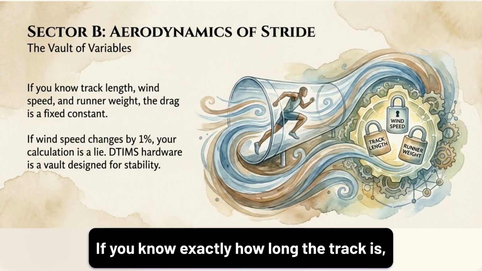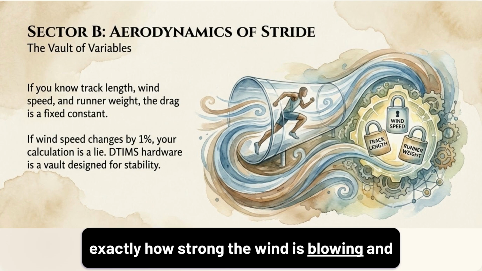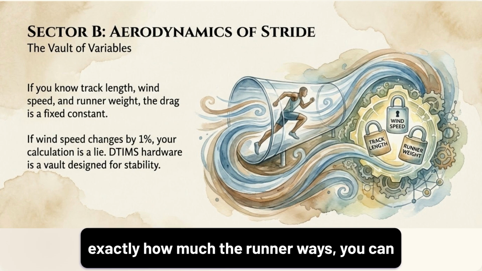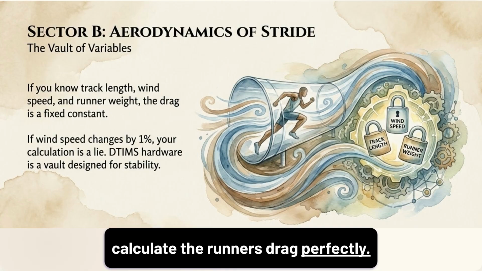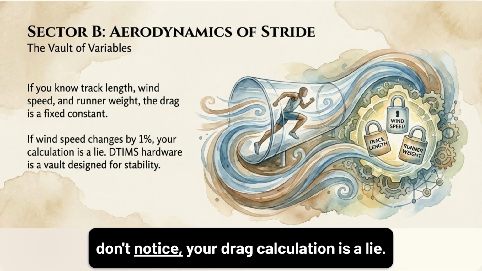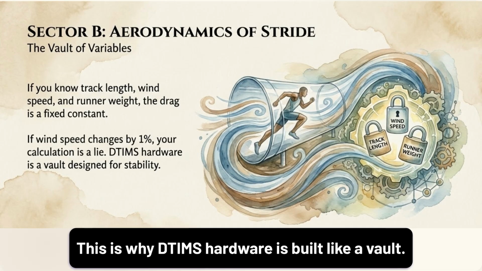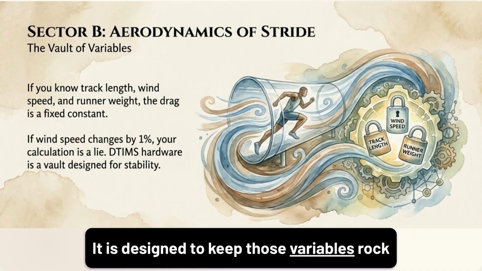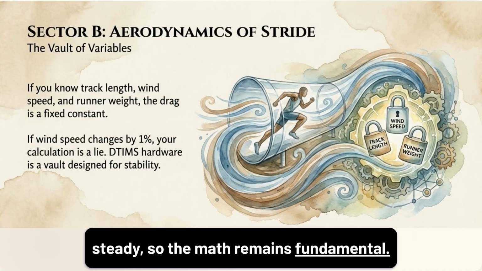Think of it this way. If you know exactly how long the track is, exactly how strong the wind is blowing, and exactly how much the runner weighs, you can calculate the runner's drag perfectly. That is the CCS. But if the wind speed changes by 1% and you don't notice, your drag calculation is a lie. This is why DTIMS hardware is built like a vault. It is designed to keep those variables rock steady, so the math remains fundamental.